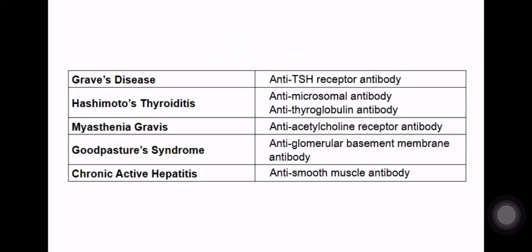Now, we have the antibodies and their disease association. For Graves' disease, we have anti-TSH receptor antibody or anti-TSHR. For Hashimoto's thyroiditis, we have anti-microsomal antibody and anti-thyroglobulin antibody. For myasthenia gravis, we have anti-acetylcholine receptor antibody. For Goodpasture syndrome, keyword is basement membrane, we have the anti-glomerular basement membrane antibody. And for chronic active hepatitis, again, we have anti-smooth muscle.